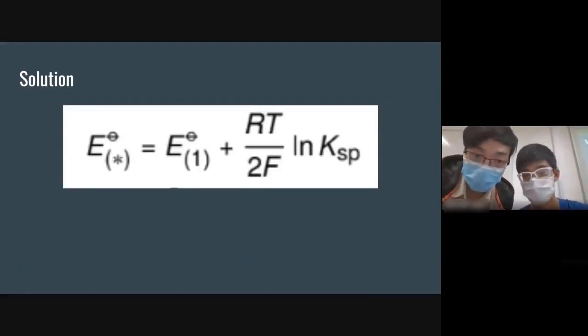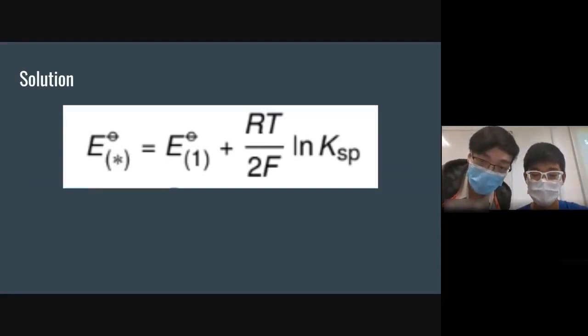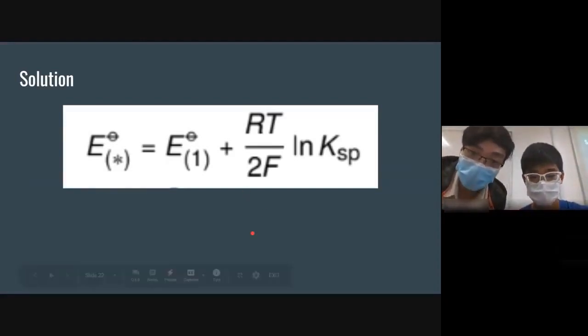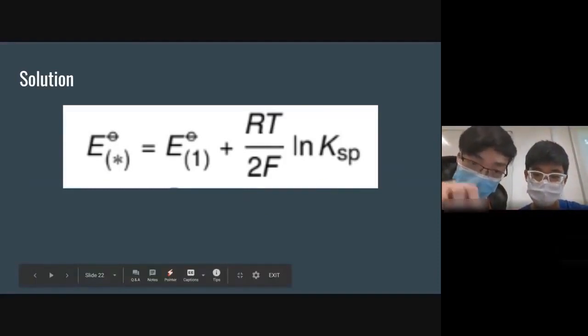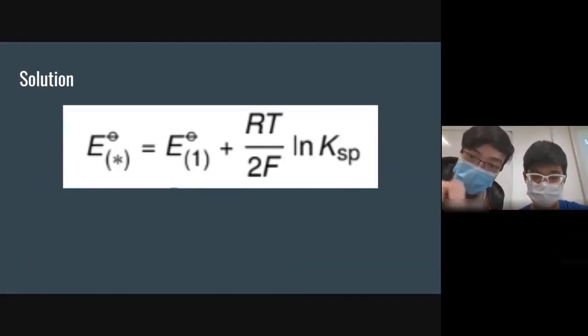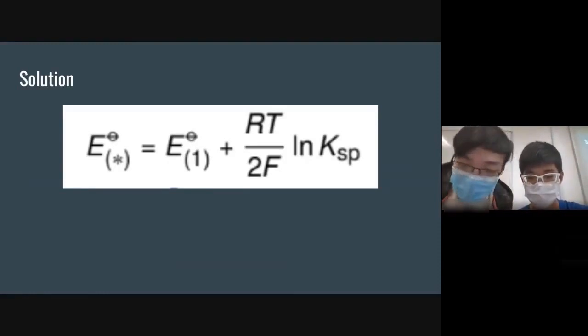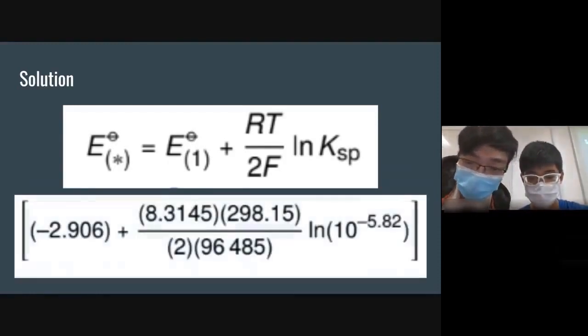So from here, you can put everything together, and then you realize that you divide everything by nF, which in this case, 2 electrons are being transferred. So divide everything by 2F, and then you get this. Actually, just from this equation, you can see it looks like a Nernst equation because it is. So from here, you just need to solve in the values, and you should get the answer.